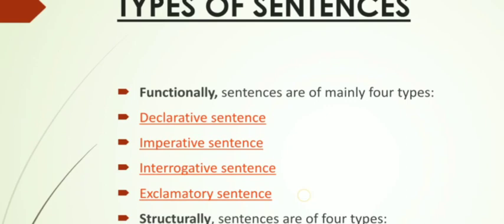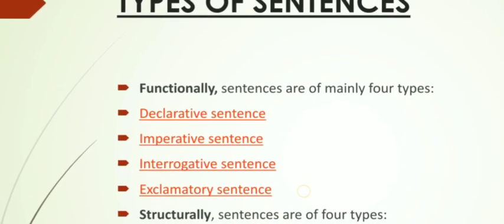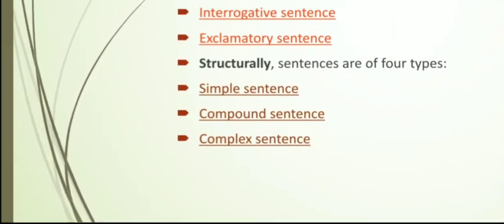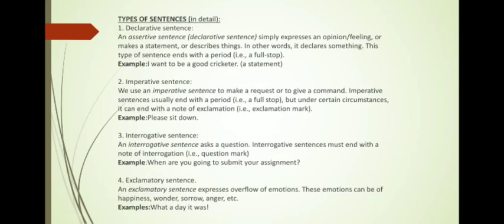We'll go in detail with every type of sentence, not to worry. And on the basis of their structure, the number of clauses that they contain, there are three types: simple, complex and compound. Now let us see in detail.